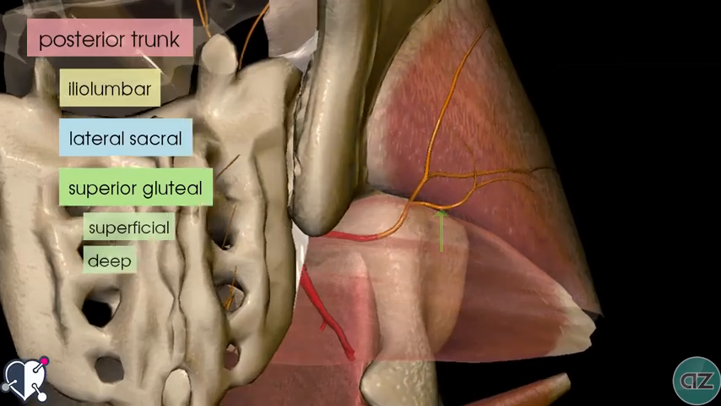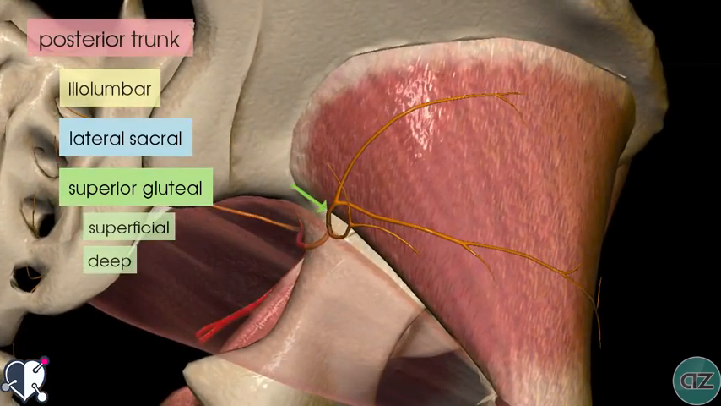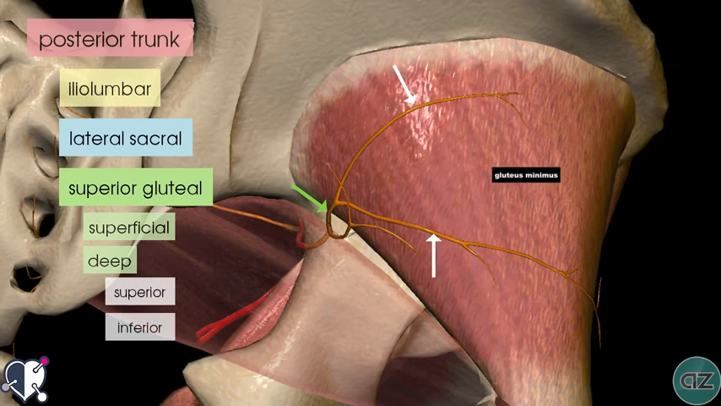And rotating around again, you can see the deep branch, which is adherent to the gluteus minimus muscle. And this branch divides into two branches, a superior and an inferior branch. So that's the posterior trunk of the internal iliac artery. Next we'll take a look at the anterior trunk.